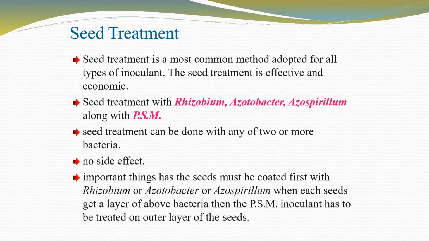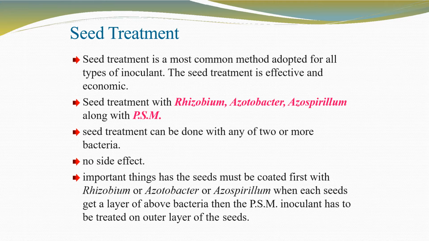Seed treatment. Seed treatment is the most common method adopted for all types of inoculant. The seed treatment is effective and economic. Seed treatment with Rhizobium, Azotobacter, Azospirillum, along with P.S.M. Now next point is, the seed treatment can be done with any of 2 or more bacteria. In seed treatment there is no side effect.